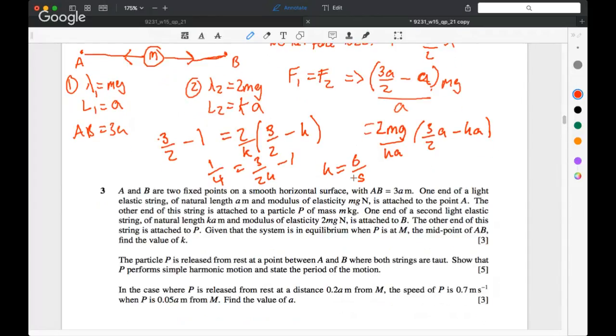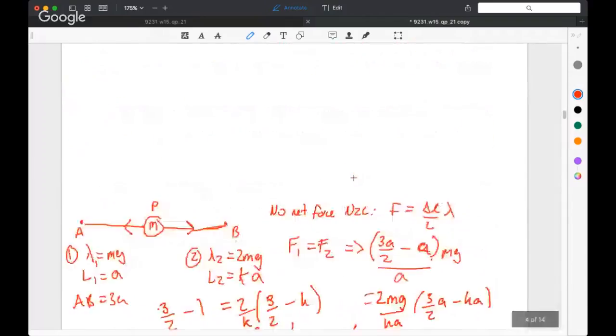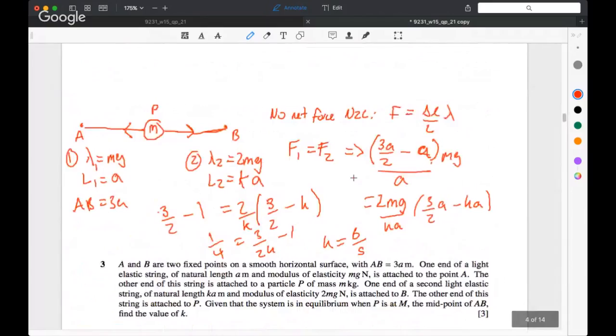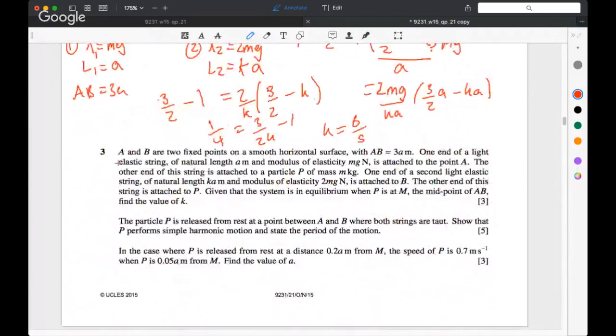Okay, now this bit is quite hard. I don't have enough space. Oh, I've got loads of space up here. I didn't realize. Okay, so I'm going to do the next bit above here. Call it part 2. It says particle P is released from rest at a point between A and B, where both strings are taut. It hasn't told you where. It just wants you to show that it performs simple harmonic motion and state the period.